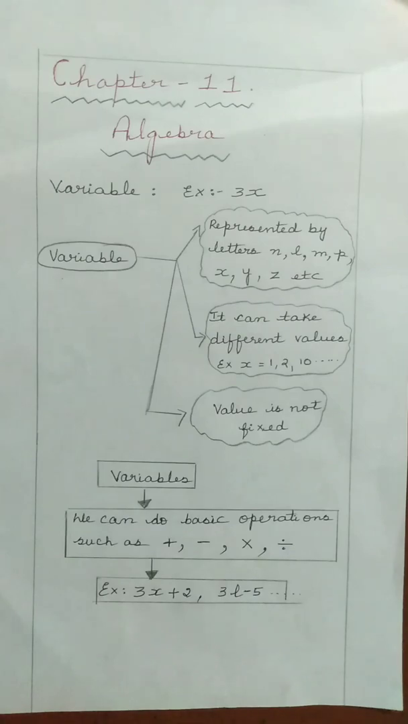Therefore, children, the important points that we need to remember about variables are: they are represented by letters and the value of the variable is not fixed, it can take different values. Then onto these variables, we can perform the basic mathematical operations such as addition, subtraction, multiplication and division.